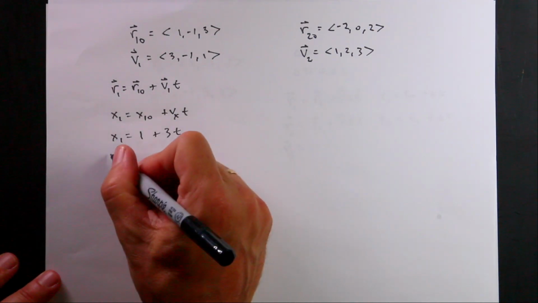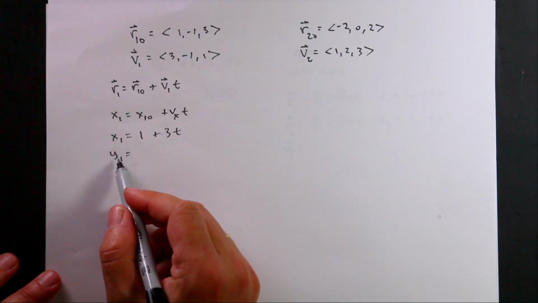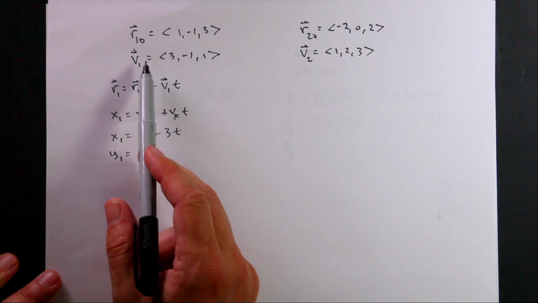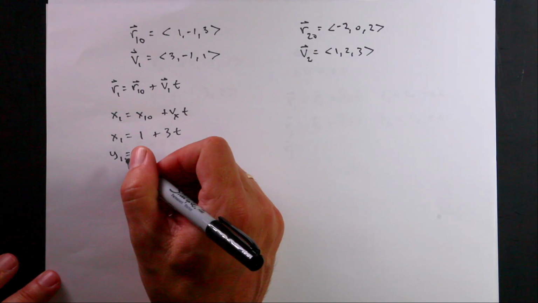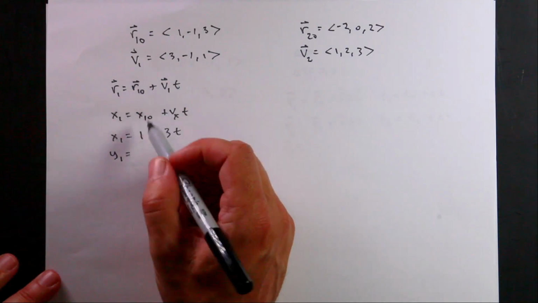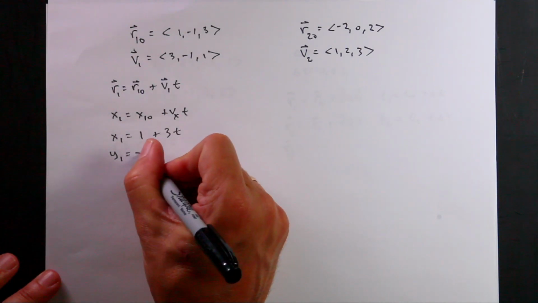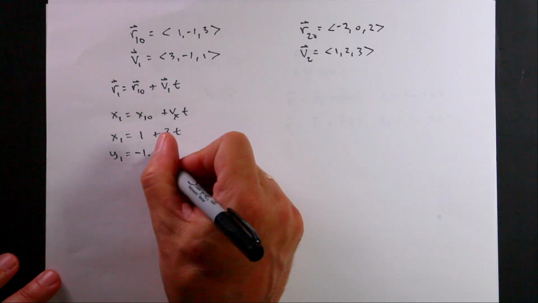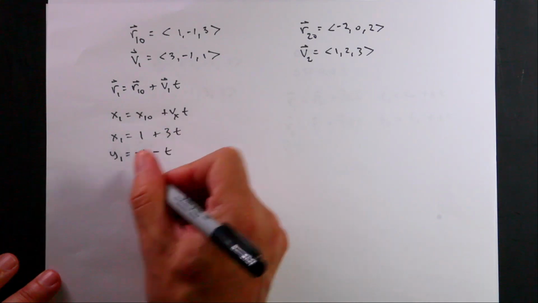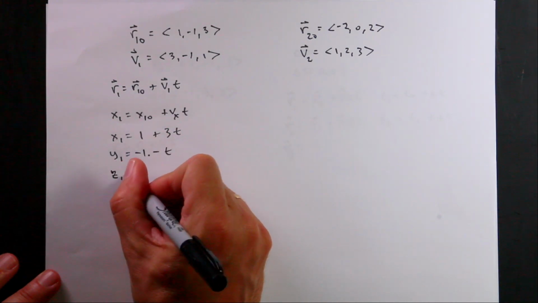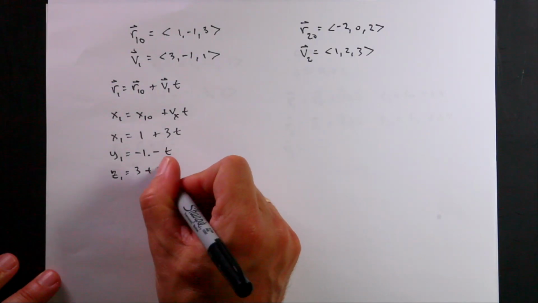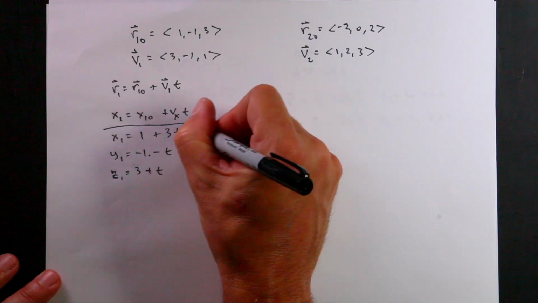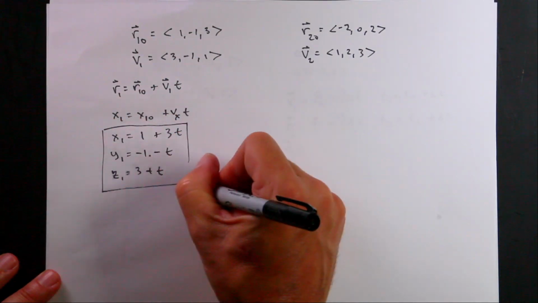And then I can do the same thing for y1, and this is y1 because it's line 1. A lot of times I'll just put that as x, y, and z, but I'm a little bit more meticulous than that. So y1 is going to be -1 minus t, and then z1 is going to be equal to 3 plus t. That's my equation 1 in parametric form.